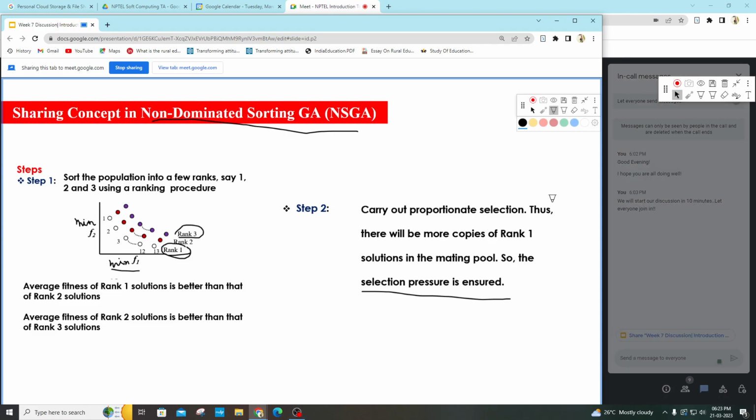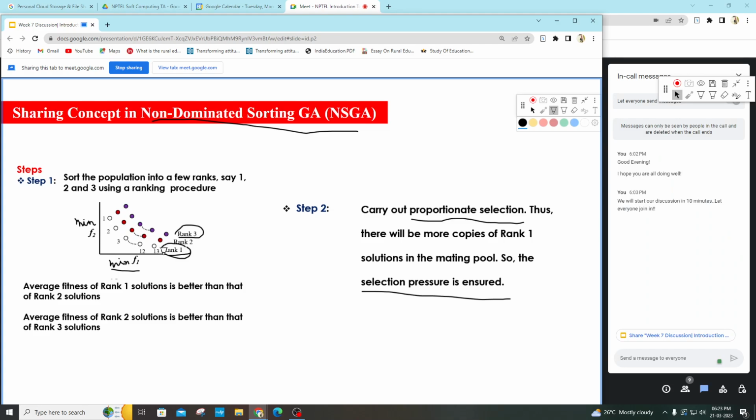Okay. Now the second step: in the non-dominated sorting genetic algorithm, we carry out a proportionate selection. Proportionate selection you all remember, like roulette wheel selection. In this proportionate selection, the points which have the lowest rank, like 1 to 13, will have more copies in the mating pool than the other rank points. So by this, selection pressure is ensured. Up to this, all good.